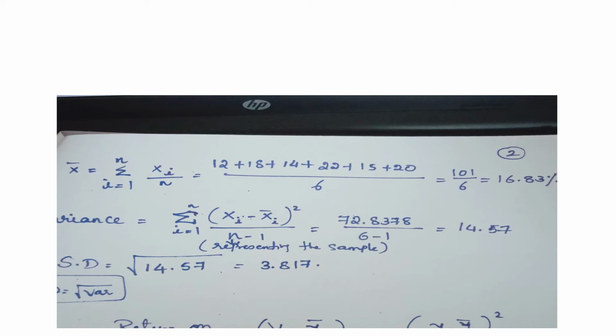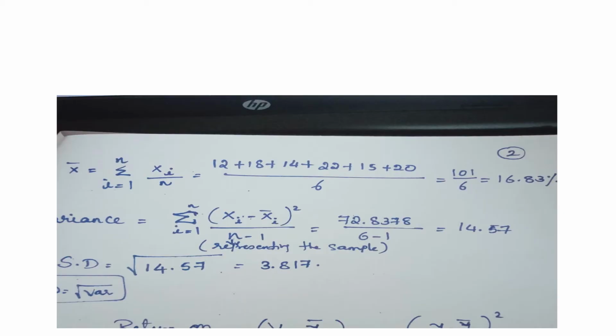So here we have to find the variance. What is the formula for variance? It is summation of X minus X bar the whole square upon n minus 1. That's what we have done in the previous slide. We found X minus X bar, and based on that, whatever values we got, we squared them. So we got 72.8378 upon 6 minus 1. So the variance formula you have to keep in mind, and then substitute the values.